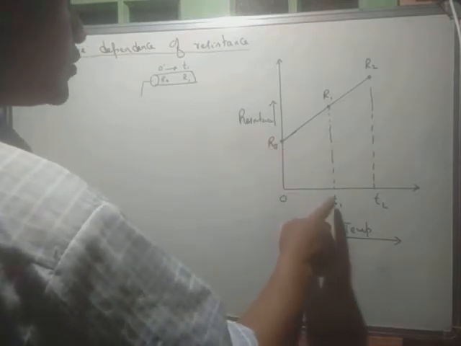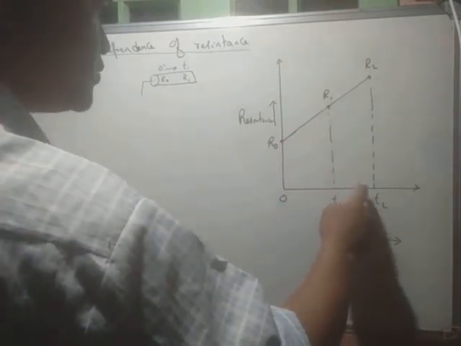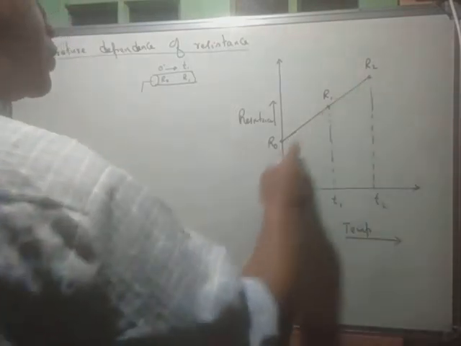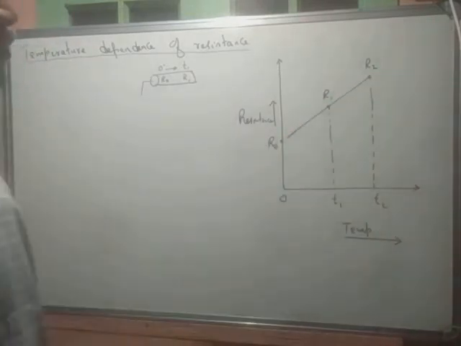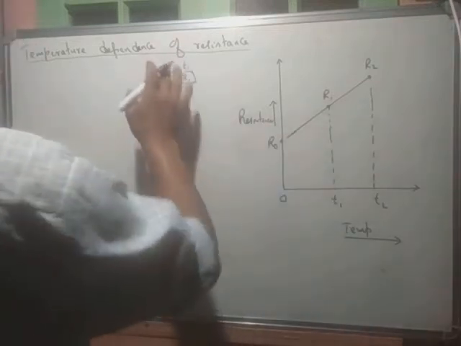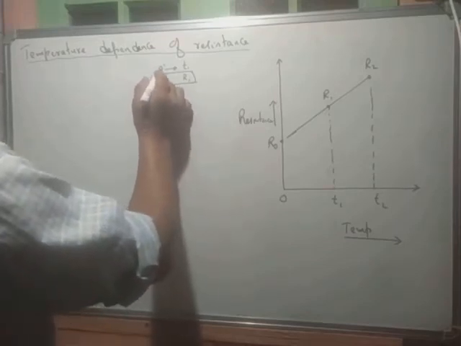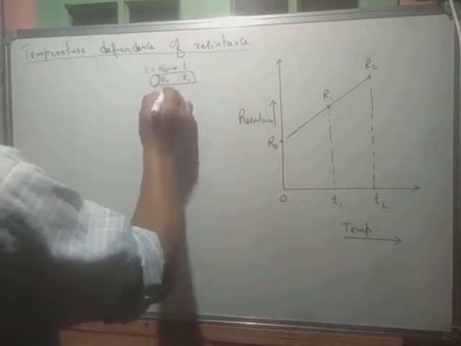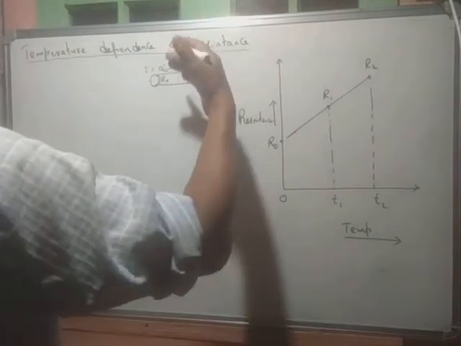So when you increase the temperature to T1, the resistance is R1. When you increase the temperature to T2, the resistance is R2. So when you join this point, this point, this point, this point, you'll get a straight line. So this is actually a graph between the temperature and the resistance. Here I'm considering a conductor having a resistance R0 at temperature T equals 0 degree Celsius, and this resistance becomes R1 when the temperature is increased to T1.